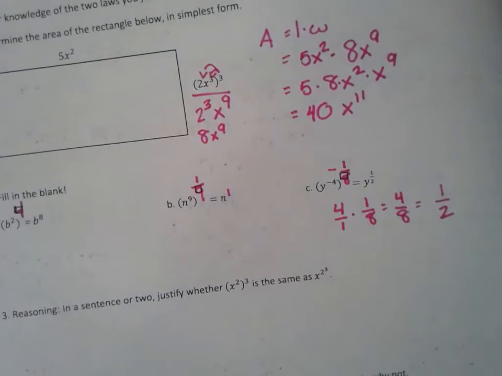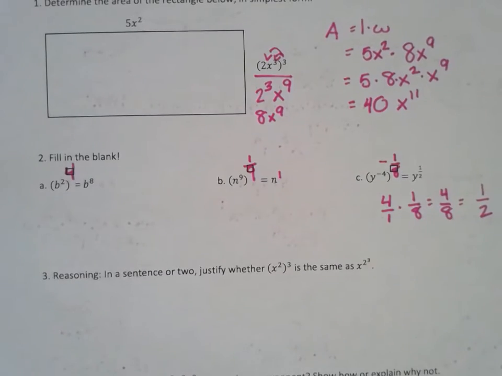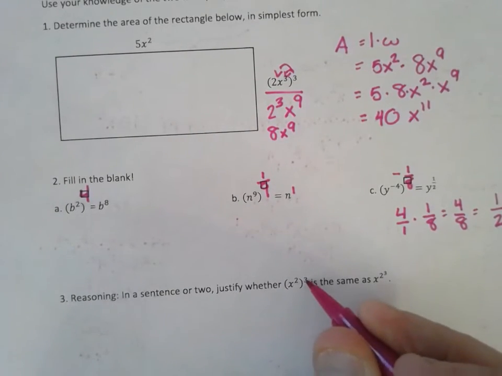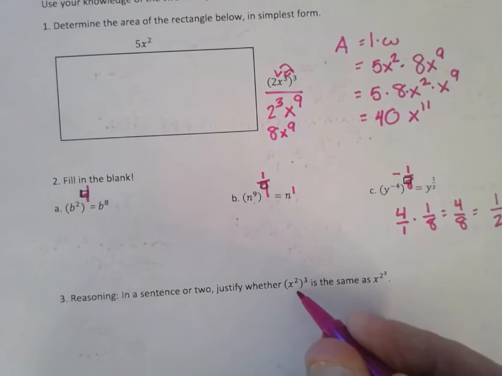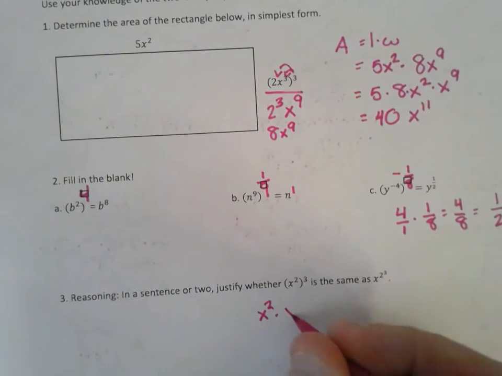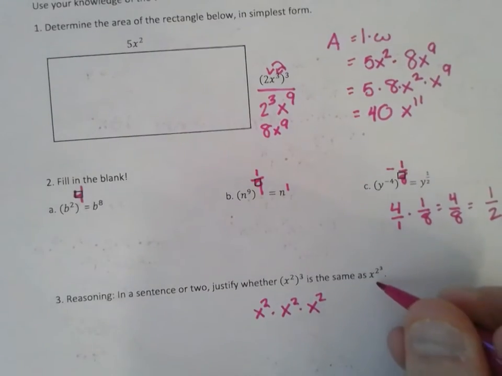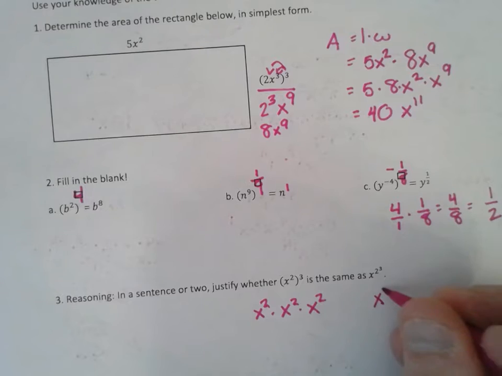Number 3. It says, reasoning in a sentence or two, justify whether x squared cubed is the same as x squared to the 3rd power. Remember, this right here tells me I have 3 of these things. This tells me I have x squared times x squared times x squared. This right here does not tell me that. This just tells me x squared raised to the 3rd power.